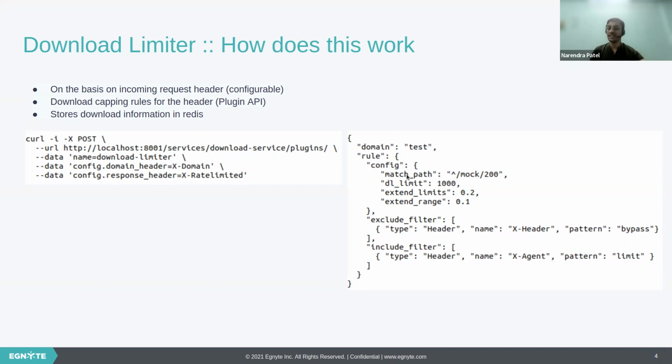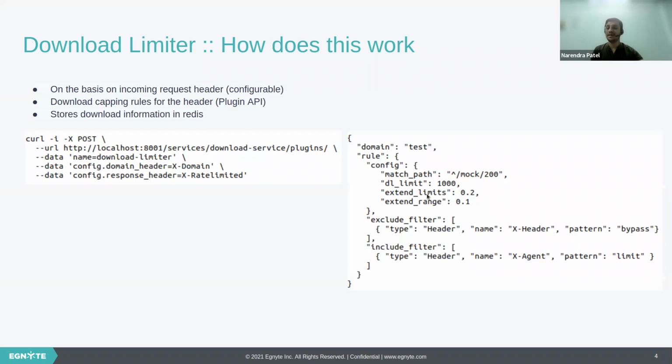In these rules, if you can see, the match path is mock/200. So whenever the request path has this pattern, it will be eligible for rate limiting. This is the download limit. The limit we have set in bytes, so we have set it to 1,000 bytes. Whenever the 1,000 bytes gets exceeded, the entity or the customer will start experiencing rate limiting.